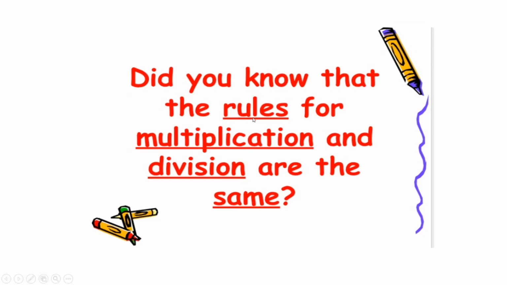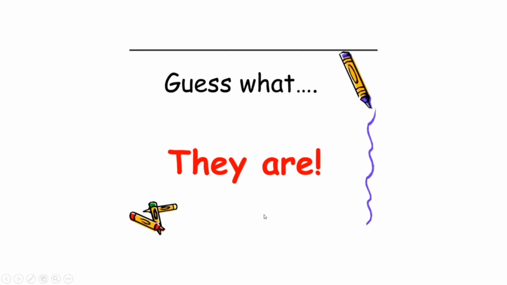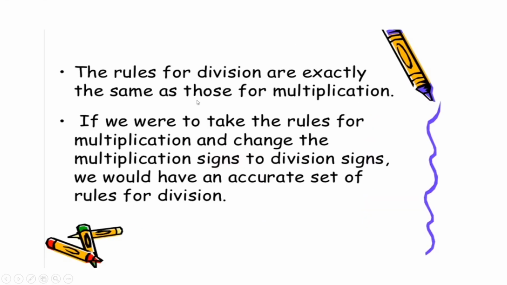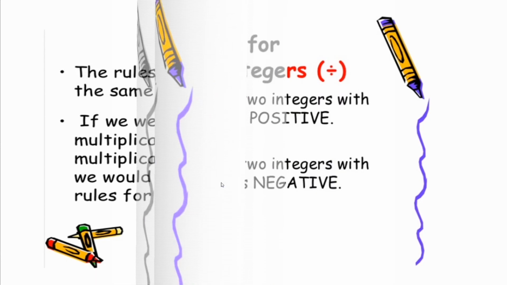Did you know that the rules for multiplication and division are the same? Guess what they are? The rules for division are exactly the same as those for multiplication. If we were to take the rules for multiplication and change the multiplication signs to division signs, we would have an accurate set of rules for division.